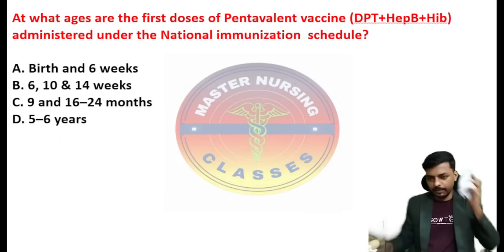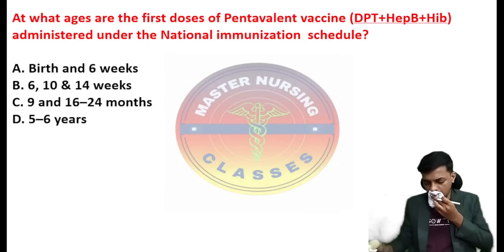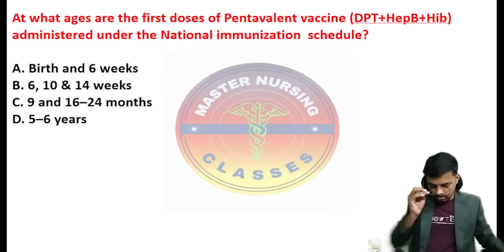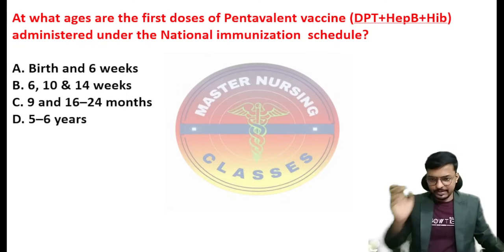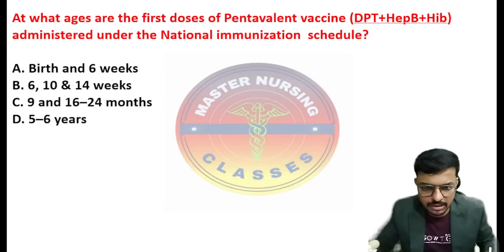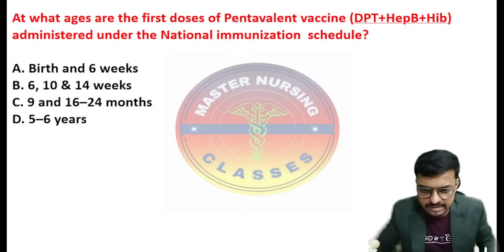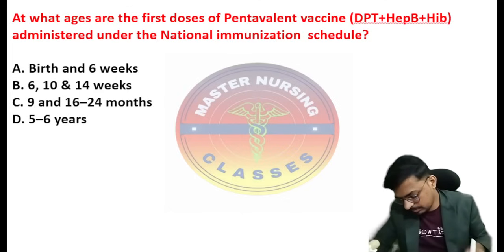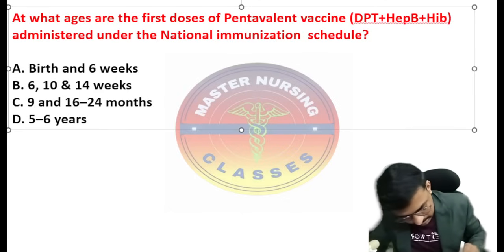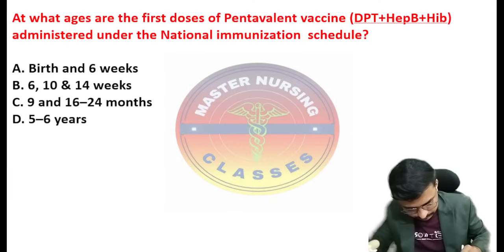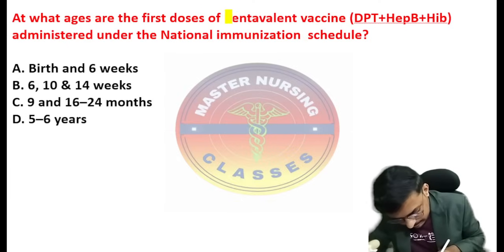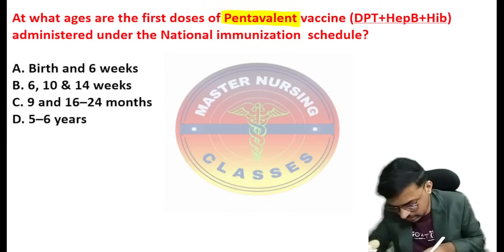Next question is very simple. At what age is the first dose of the pentavalent vaccine, that is the DPT, Hib and Hep B, administered under the national immunization schedule? So first tell me, what is the pentavalent vaccine? Penta means 5, which is the composition of the 5 vaccines.